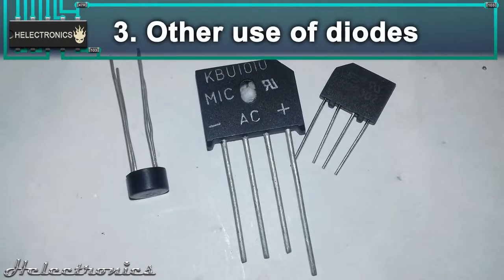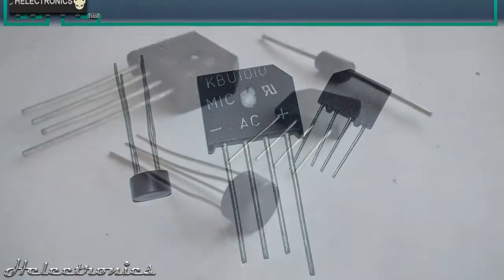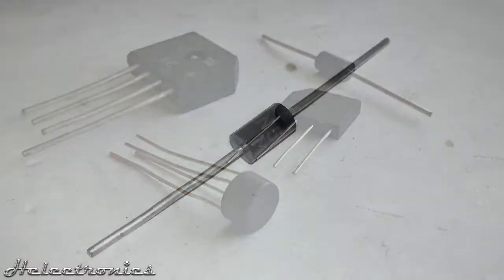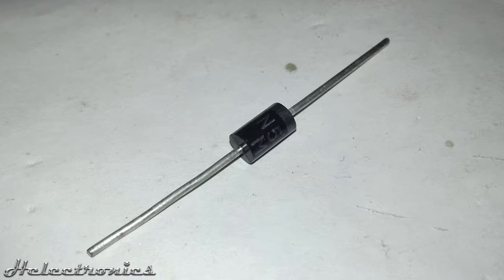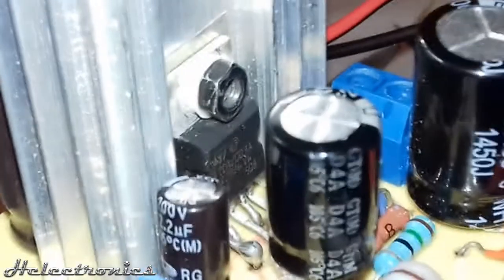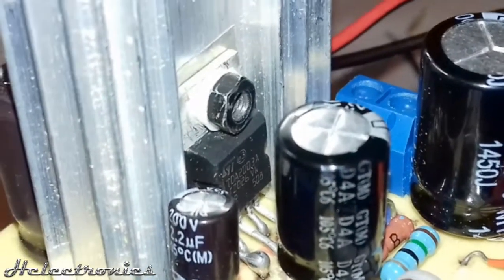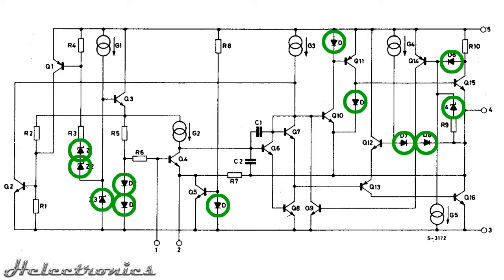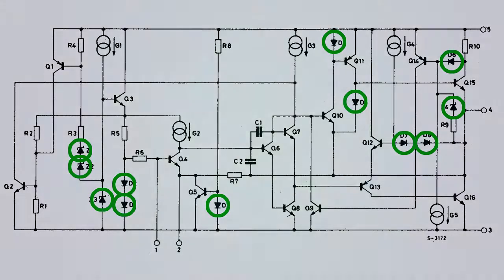Other use of diodes. In some cases the diode is used for its own negative aspect, the forward voltage drop. It is used in circuits where a voltage drop is necessary, biasing, limiting and other kinds of usage. For example, it is used in amplifier circuits and ICs like the TDA 2003 amplifier IC. This is the block diagram which you can find in the datasheet of the IC. Here are the diodes and also the Zener diodes used in the integrated circuit.